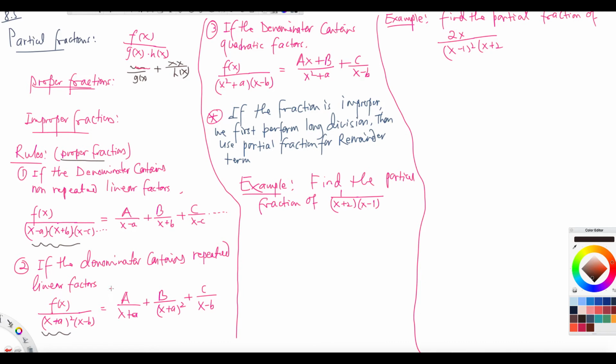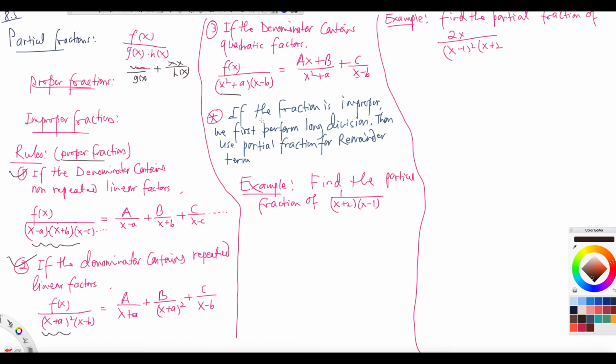And rule number 3, the last rule, is if the denominator contains a quadratic factor. In rules 1 and 2, all the factors were linear, right? But if one of the factors is quadratic, then for that quadratic factor you do Ax plus B. You don't write just A over x squared plus a. What you will do is write Ax plus B, a linear numerator, over x squared plus a, plus C over x minus b. That's how you separate them.